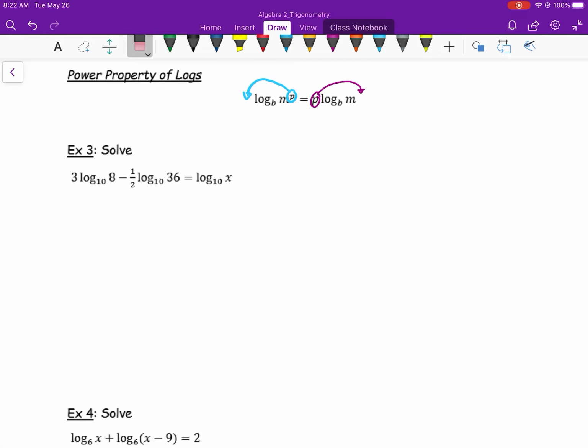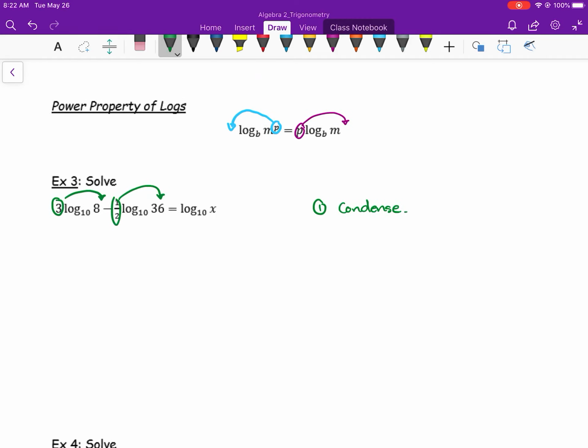Example 3, we're solving 3 log 10 of 8 minus 1/2 log 10 of 36 is equal to log 10 of x. So let's condense the logarithm. Okay, so what I'm going to do is take this 3, put it on top of the 8, and take the 1/2 and put it on top of 36. So I'm going to get log 10 of 8 cubed minus log 10 of 36 to the 1/2 is equal to log 10 of x.